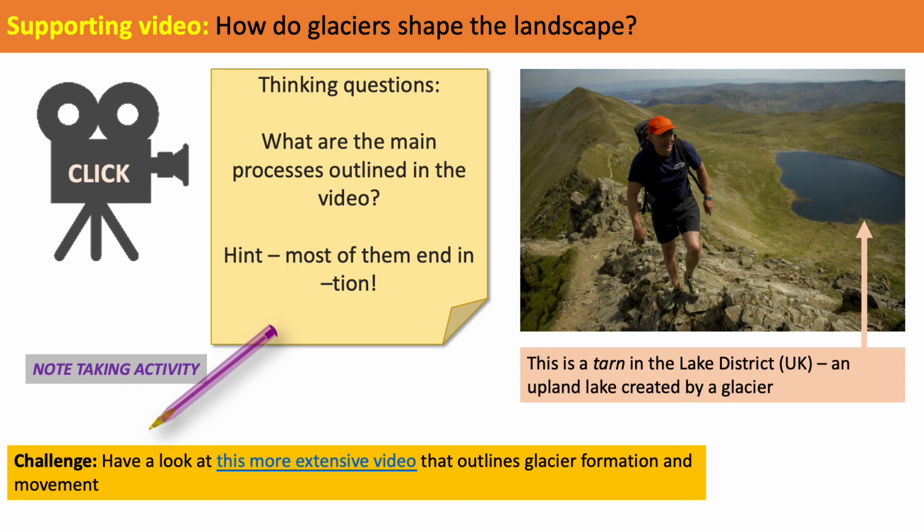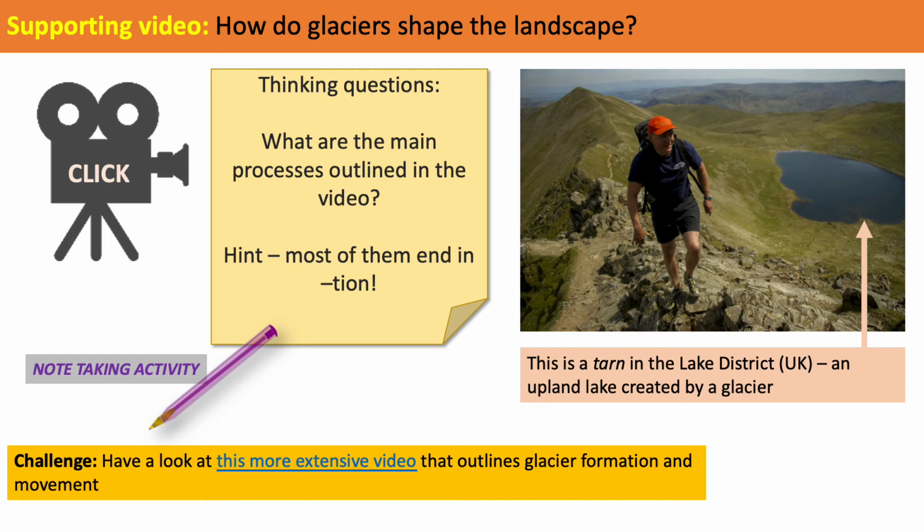Now, in preparation for the next reason for the shape of the land in the UK, I want you to have another look at a video. So this one talks about something called glaciers. Glaciers are massive, frozen, I guess you could call them rivers of ice. What I would like you to do is, in watching the video and in your note taking, think about the main processes that are outlined in the video.